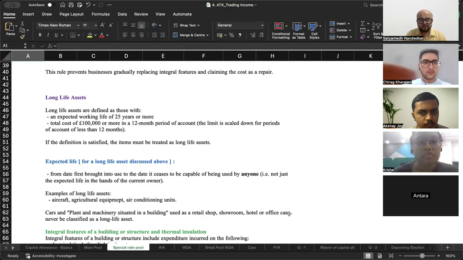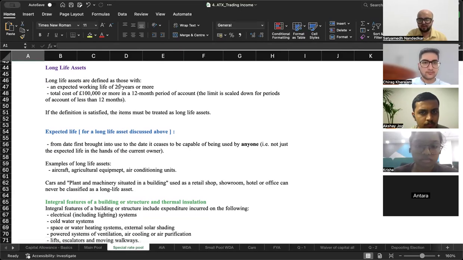ठीक है. And expected life for a long life asset has to be more than 25 years. It is from the date first brought into use to the date it ceases to be capable of being used by anyone. And what are some of the examples of long life assets? You have aircraft, agricultural equipment, air conditioning units. Basically, see if the life exceeds 25 years or more and then include that.